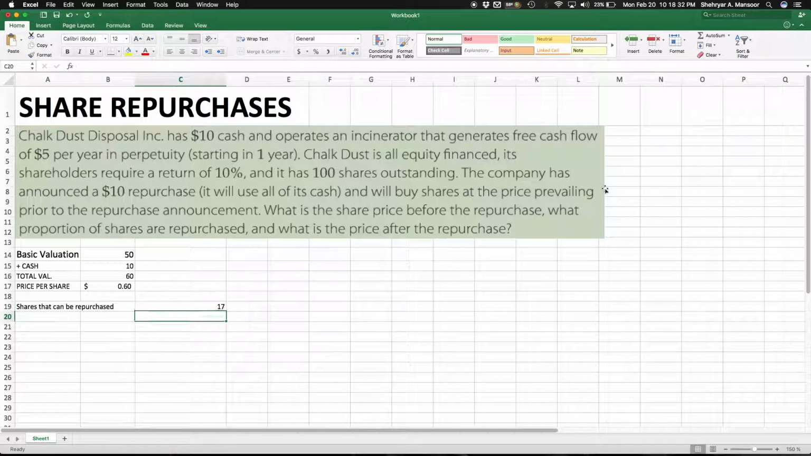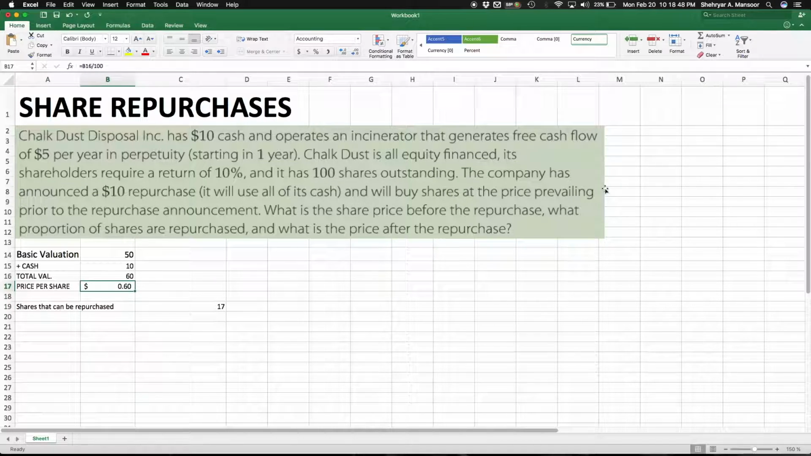So what happens when the company actually repurchases $10 worth of shares? We know it's at prevailing market prices, and now I'm trying to prove to you, the viewer, that this price per share is not going to change. So what's going to happen when you repurchase? The first thing that's going to happen is you are going to run out of this $10. So these $10 are used up now to repurchase shares, they're gone. So the total valuation of the company is technically now only $50.